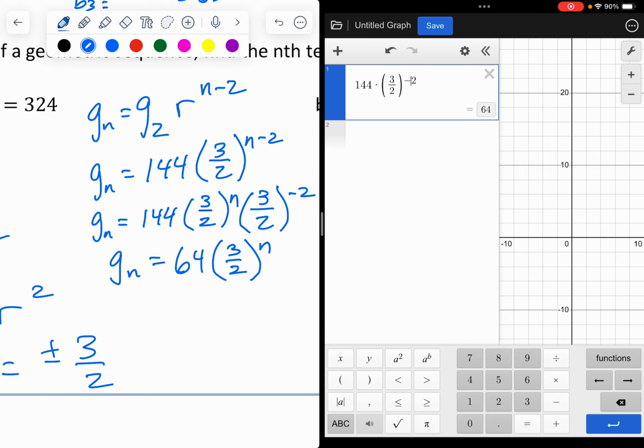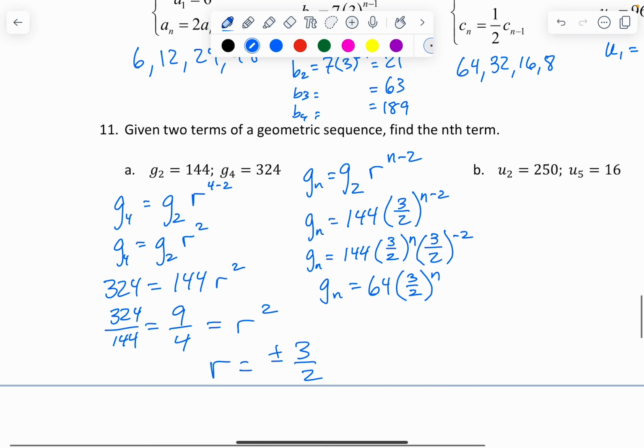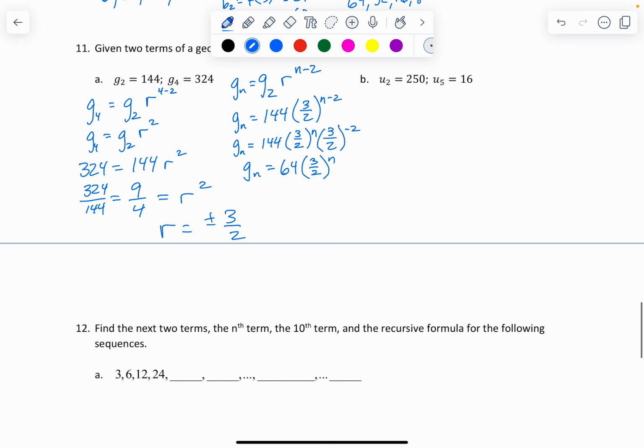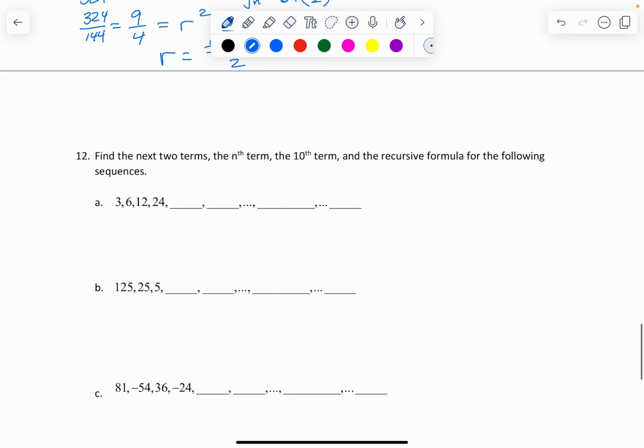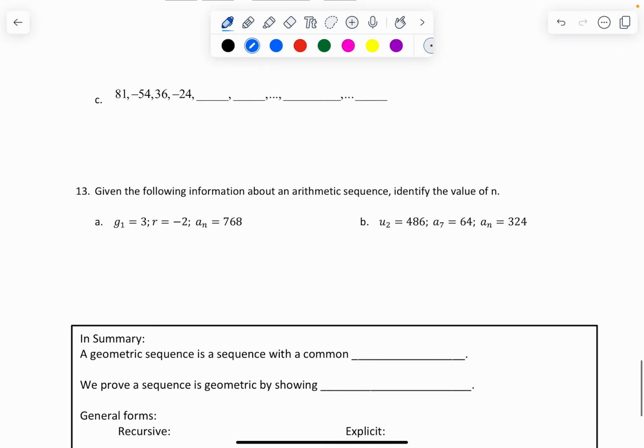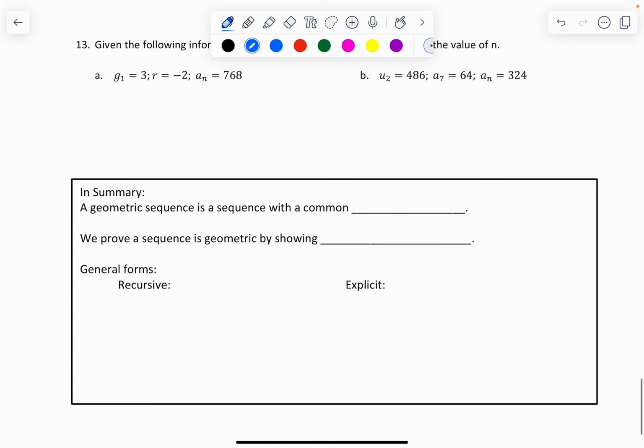Hopefully that's helpful. Let me see, what else do we need to do? The bell is about to ring. And actually, the other version, it's g sub n is equal to 64 times -3/2 to the n. Okay, let's do the summary. I hope to go back and pick up the pieces, but I got to get ready for my next class.